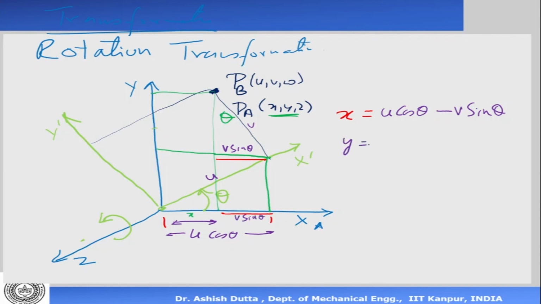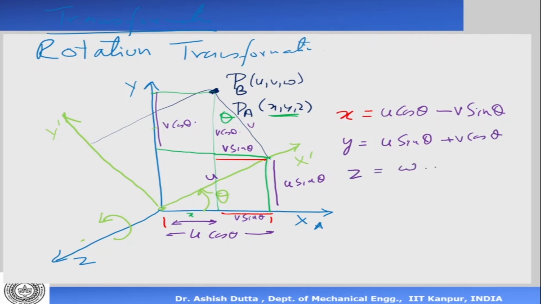What is y? Y is equal to u sin theta. What is u sin theta? It is this much. So it is u sin theta plus this much, which is equal to v cos theta. Okay. So v cos theta. What is z? Z is equal to w.